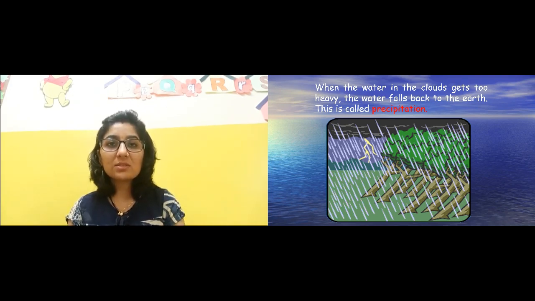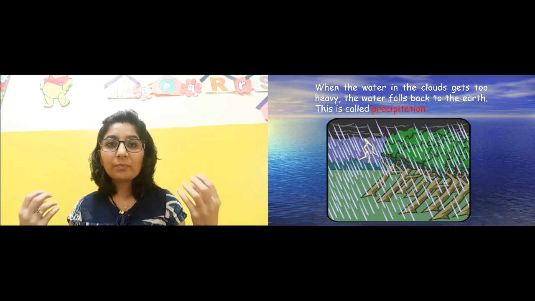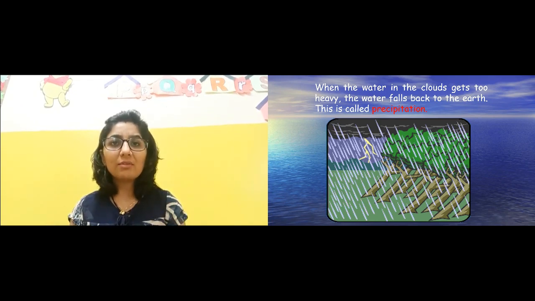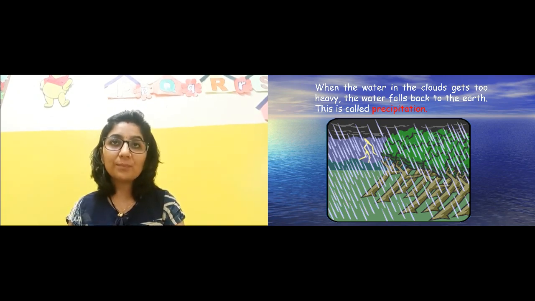Actually that is not the last step, it is the third step, because the cycle has not completed yet, right? So this is the third step, that is precipitation. Precipitation occurs when the water in the cloud gets too heavy, a lot of water droplets are getting accumulated over there and the cloud is increasing. Because the water droplets are getting collected, it is becoming heavier and heavier. Once it becomes heavy, the water falls back to the earth. The water that had gone up from the earth again falls on the earth. This process is called precipitation, and we say that it is raining.